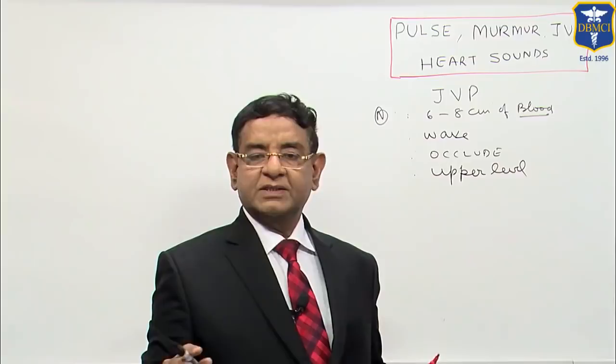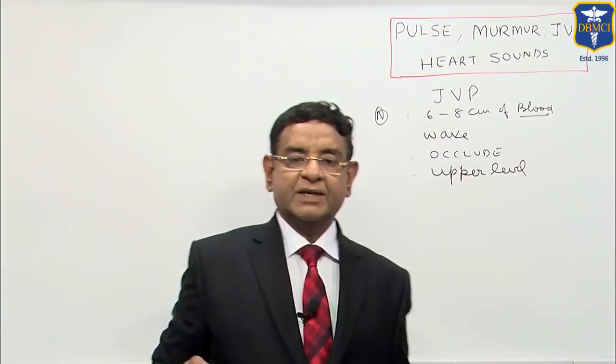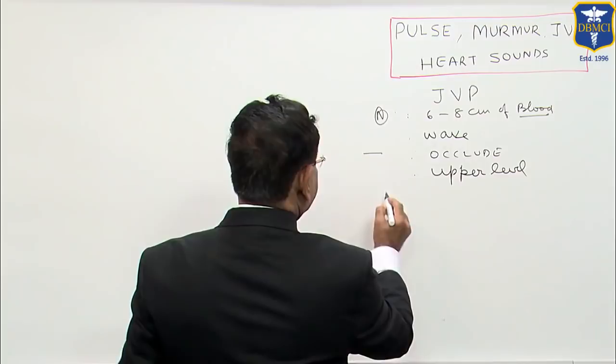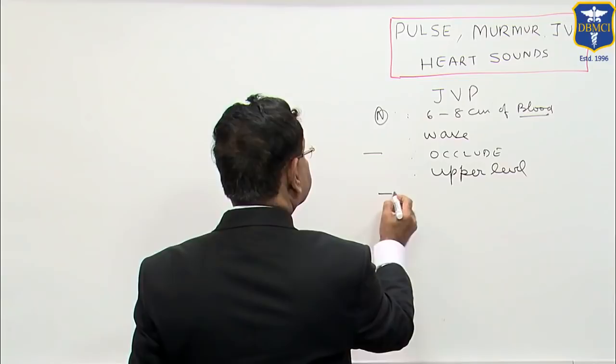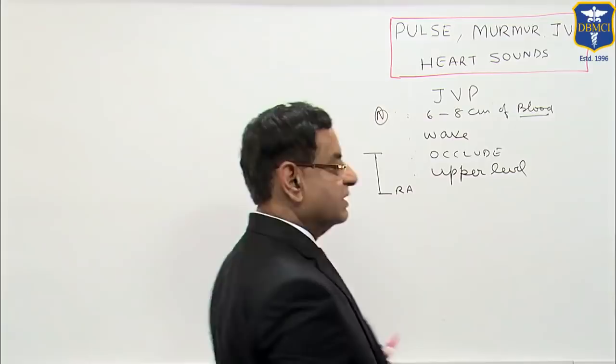Carotid does not have any upper level. And remember, when we measure the height of the JVP, as we have a definite upper level, we measure the height from the mid right atrium. This height we measure, what we call as the height of JVP. Okay.